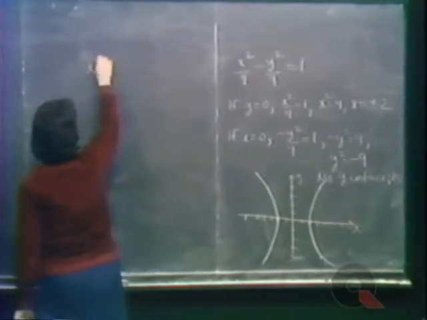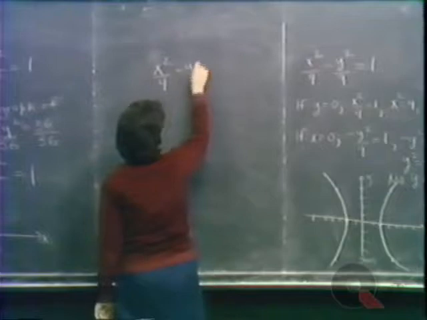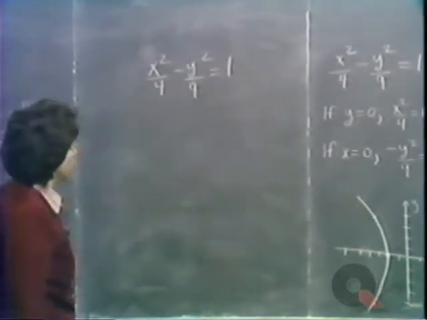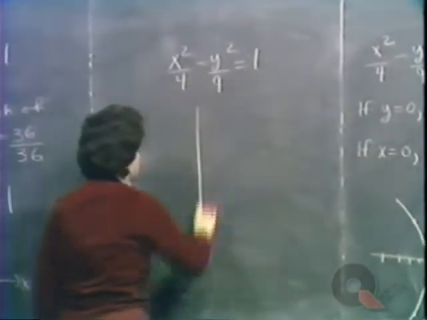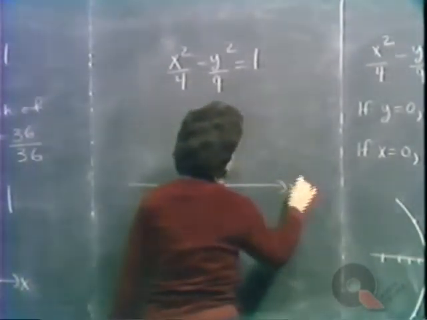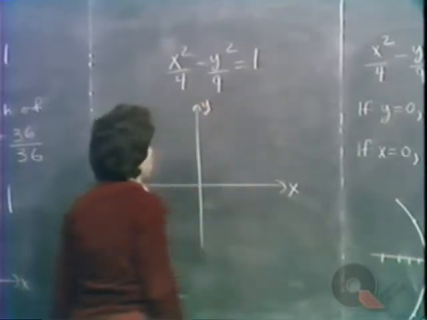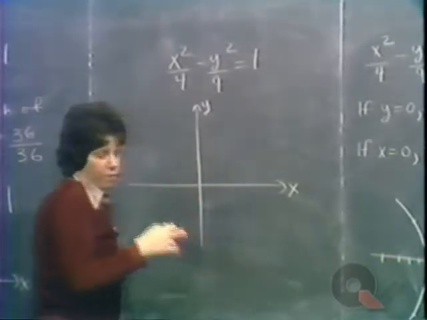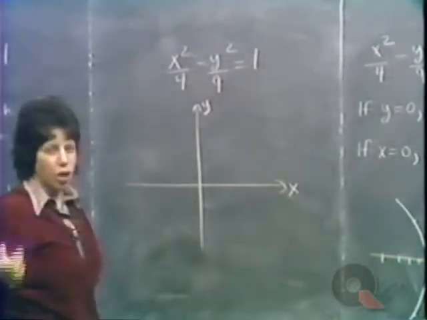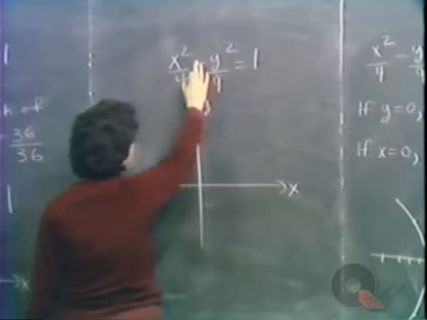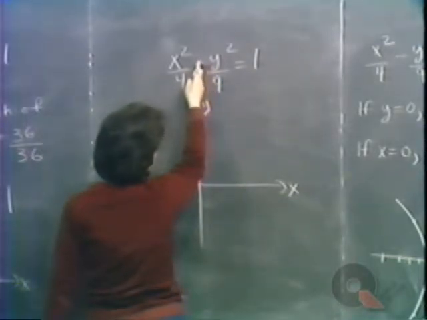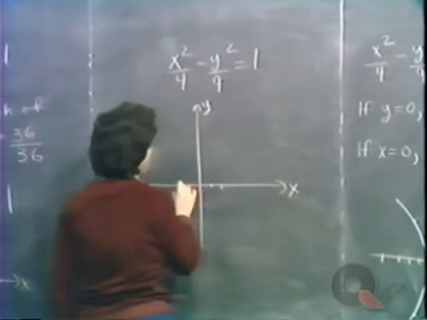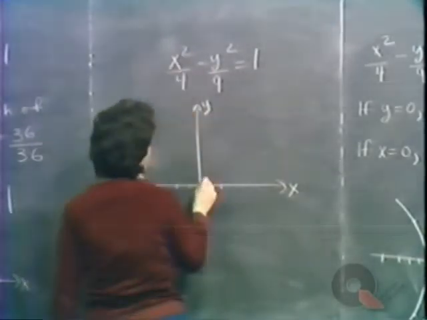Back over here to x squared over 4 minus y squared over 9 equals 1. What I want you to do is temporarily pretend that this had been a plus sign. That, of course, would turn it into an ellipse, and that curve would have 4 intercepts. If this had been a plus sign, and it had been an ellipse, the x-intercepts would have been plus and minus 2, and the y-intercepts would have been plus or minus 3.